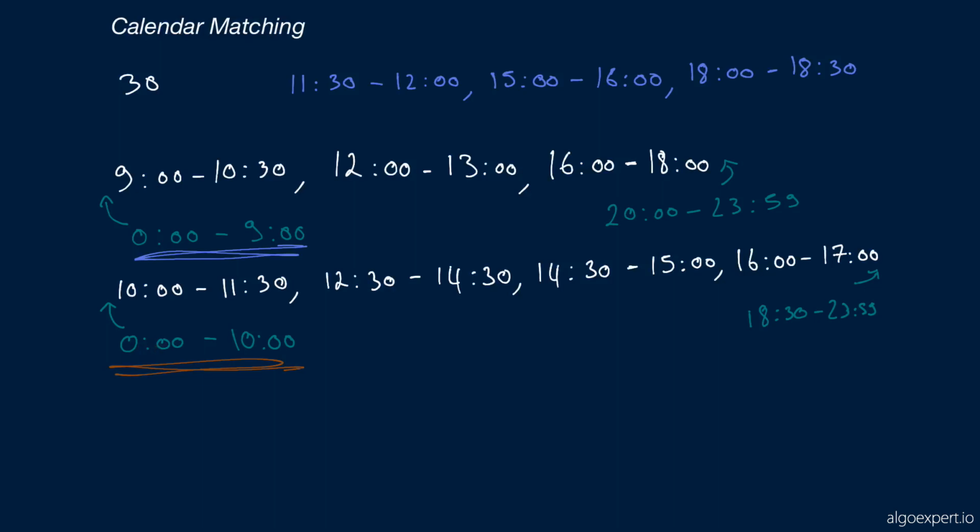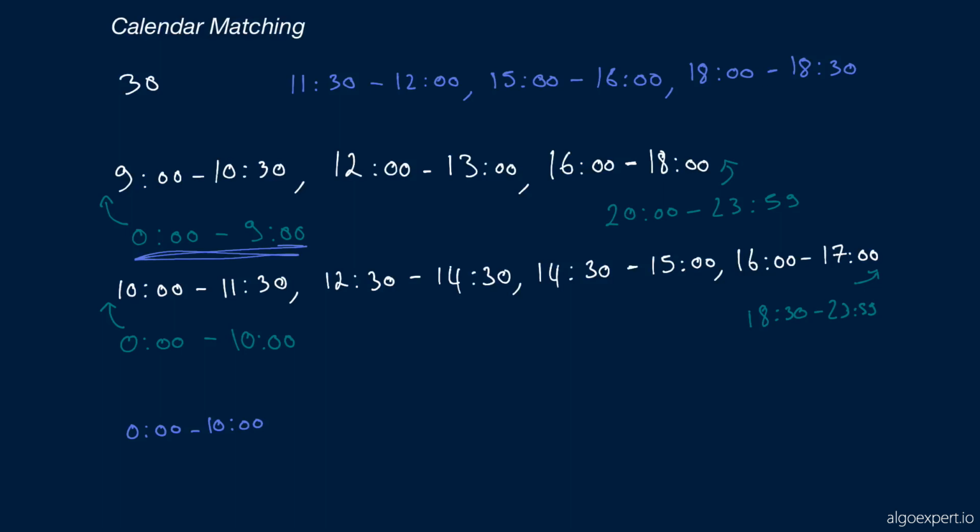So in our new sort of merged calendar of the unavailabilities of both coworkers, we'll start by putting 0:00 to 10 a.m. Okay, that's our first meeting. And now we will erase our orange pointer here, and we'll move it to our second meeting.